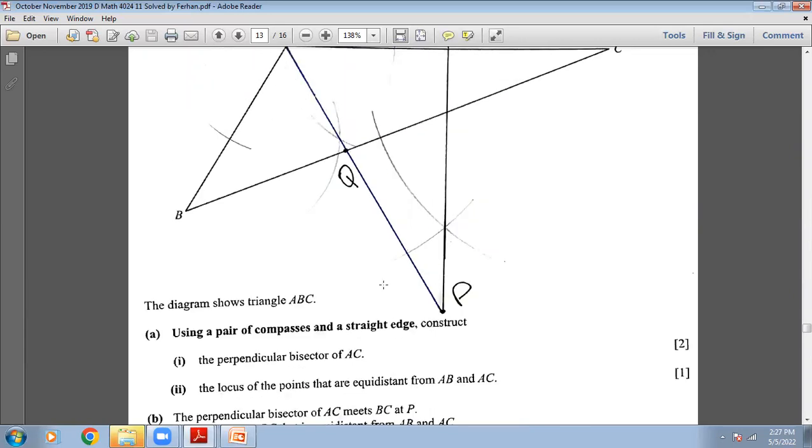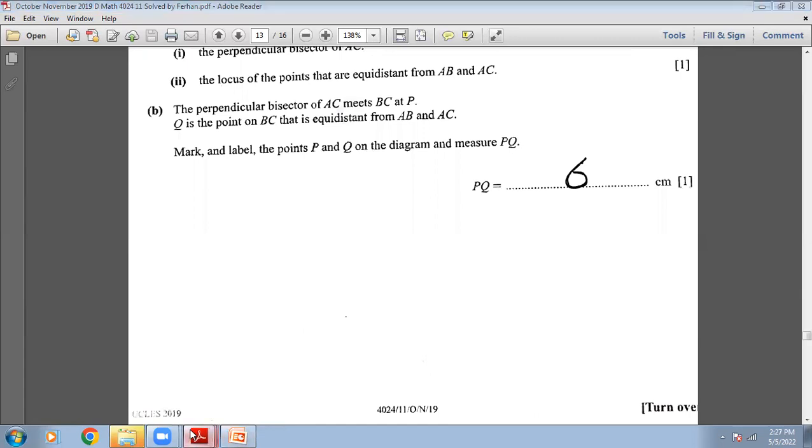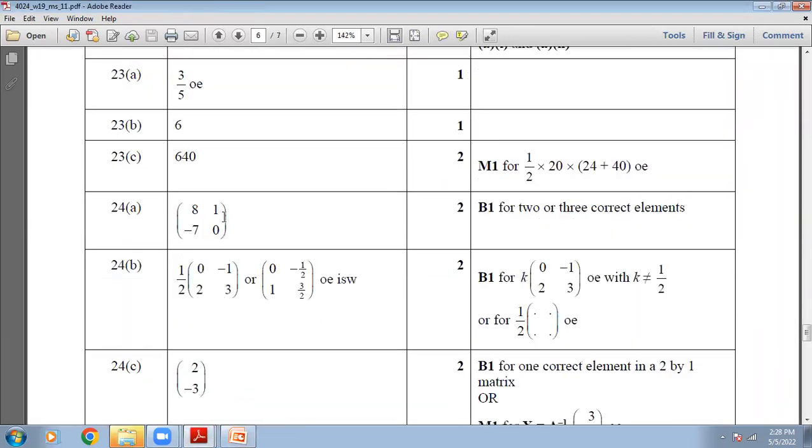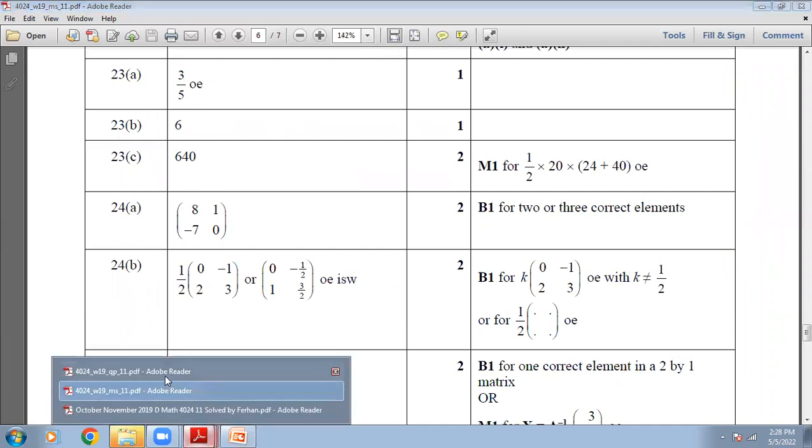I made a mistake. This is not 6 centimeter. The P point is here. So measure this length. Okay. So I hope you understand what I'm talking about. So that was the question number 22. Okay, so now we are going to the next question.